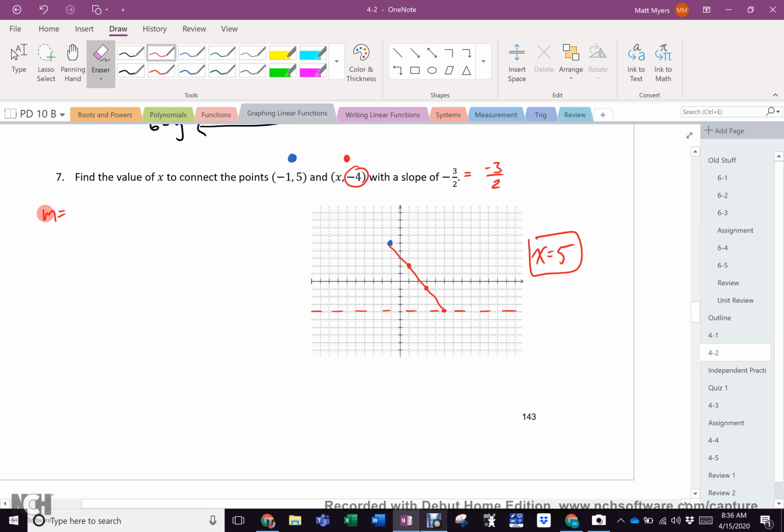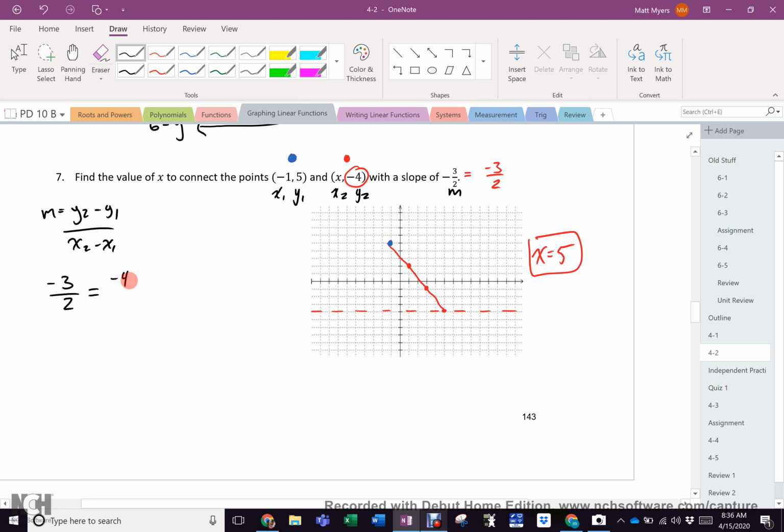m equals y2 minus y1 over x2 minus x1. And again, there's an x1, there's a y1, there's an x2, there's a y2, and there's an m. So my m is negative 3 over 2. Could I put the negative down there? I could if I wanted to.